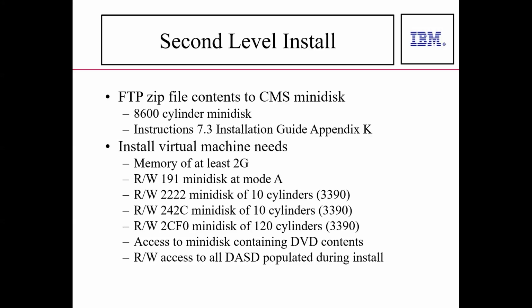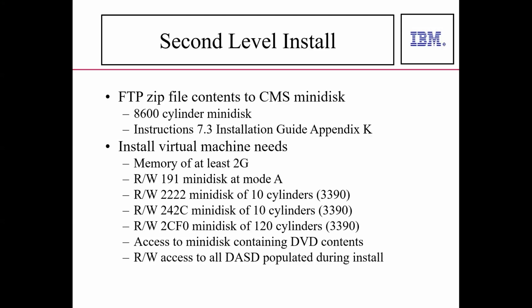The install virtual machine, where you're going to do the install, best to have about 2 gig of memory just because the VM system being installed will be IPL'd there. You need a read-write 191 mini disk, and then you need 3 special mini disks. So a read-write 2222 mini disk that's 10 cylinders, a 24 Charlie that's 10 cylinders, and a 2 Charlie Fox Zero that's 120 cylinders. I need also access to that mini disk that has the DVD content, and then read-write access to all the DASD devices that are going to be populated during the install process.